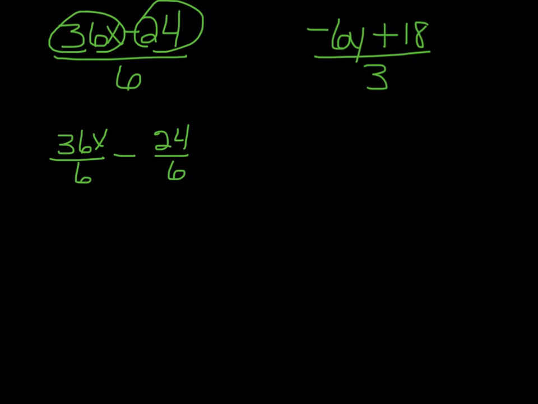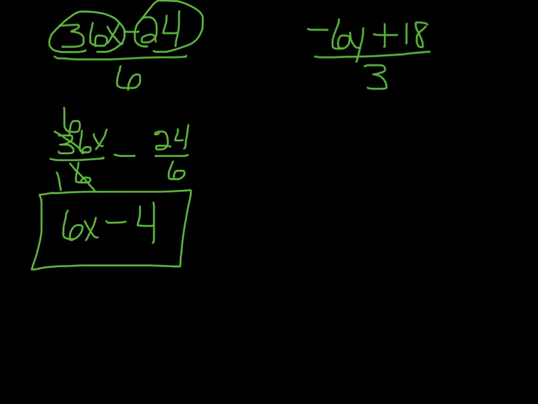Okay, 36 and 6 can be reduced. 6 goes into each of those. 6 into 6 is 1. 6 into 36 is 6. So now we have reduced that first term simply to 6x. Now 24 divided by 6 is 4. And so now we have simplified that expression simply into 6x minus 4.